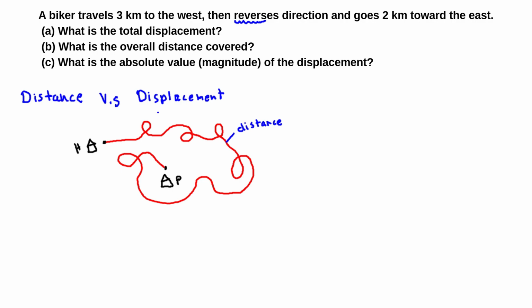But now displacement is different, because displacement is all about your starting position, which is here. This is your starting position. Let's call it your initial, right? This is where you started. And here is where you ended. This is your final. So it will be a straight line, because displacement is a straight line. Just don't forget that.